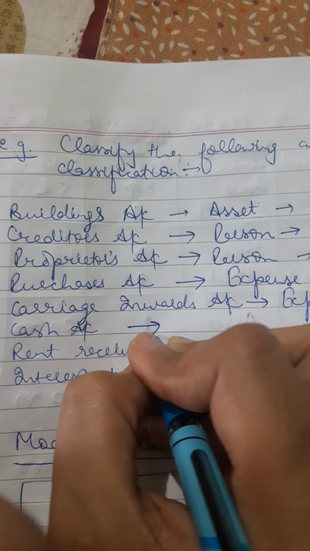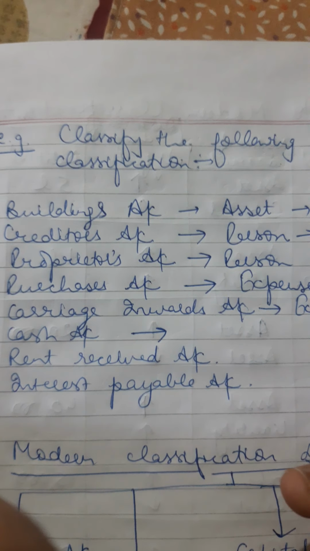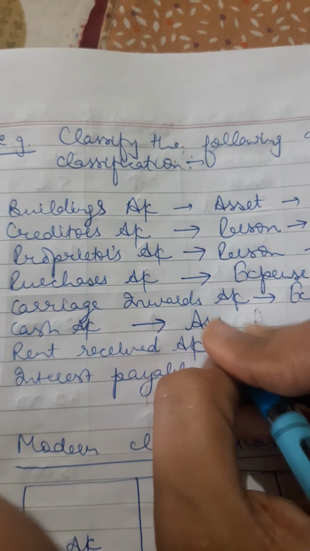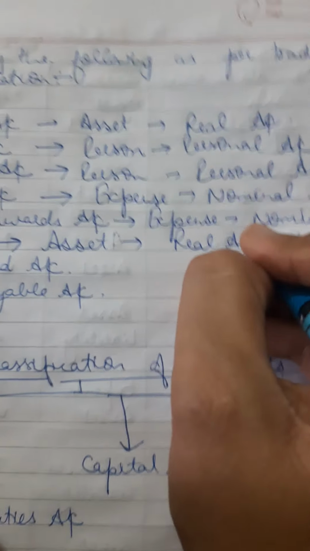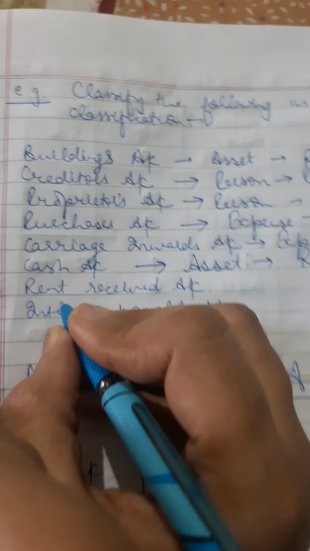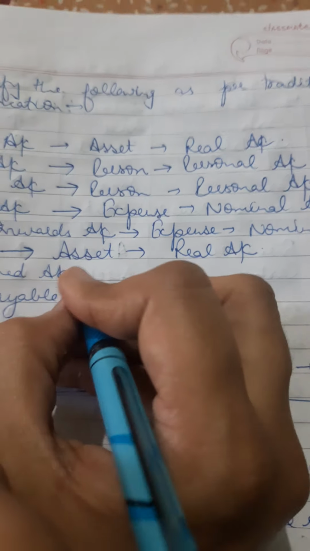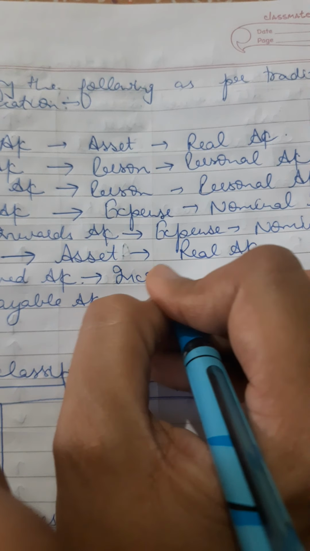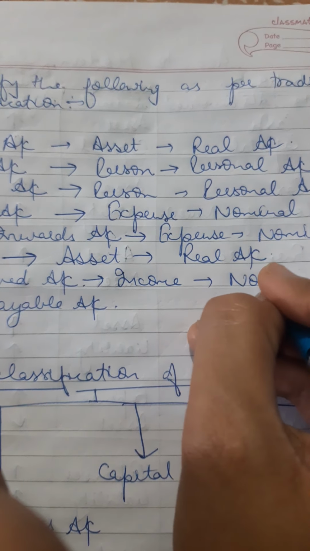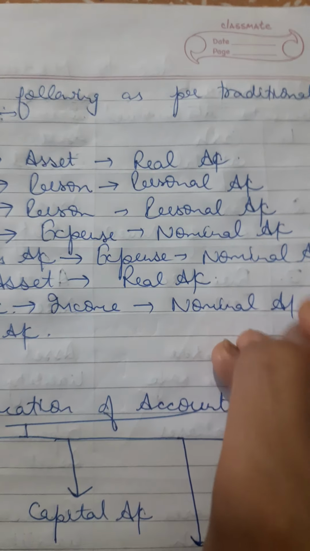Next is cash. Students, cash is our asset. So, asset means real account. Next we have rent received account. Rent received means income. Income means it is a nominal account.